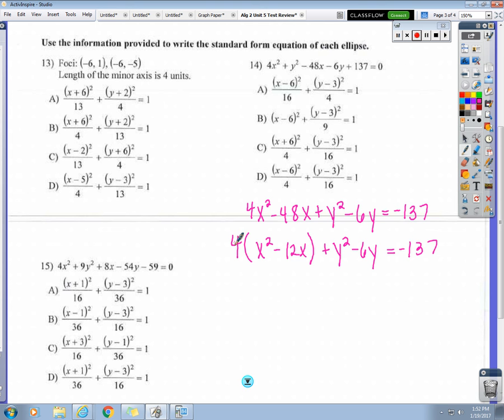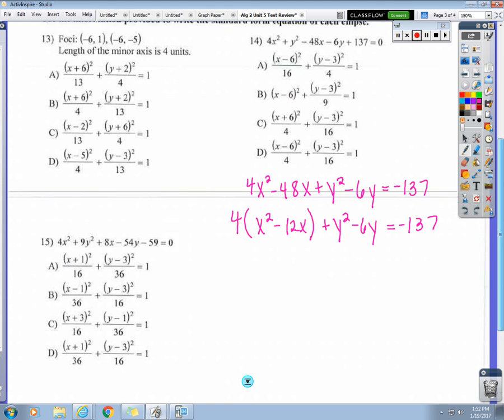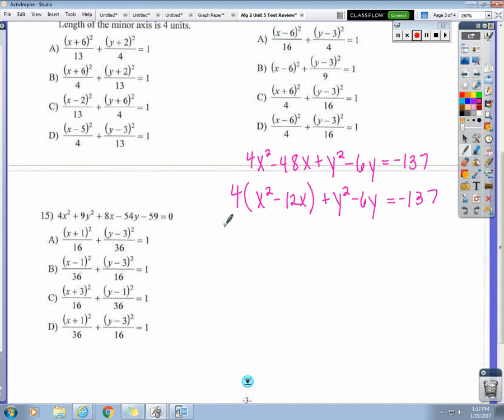Okay, now that we've factored out anything that needed to be, now what do we do? Write the blank. So 4 times x squared minus 12x plus blank, and then plus y squared minus 6y plus blank. Even though there was nothing to factor out, there's a b value, so we're going to put a blank. And then it equals -137 plus blank plus blank. How do we fill in the blanks?